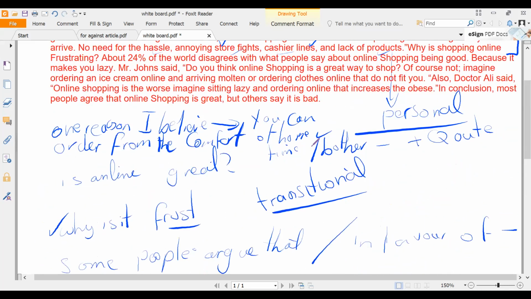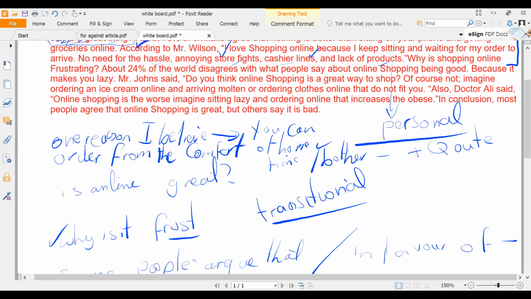Finally, in the last paragraph, you wrote, in conclusion, most people agree that online shopping is great, but others say it's bad. Where is your opinion, Ahmed? The conclusion is bad, I know, because I did it fast, as it was a last minute message. Okay, so you can redo it.